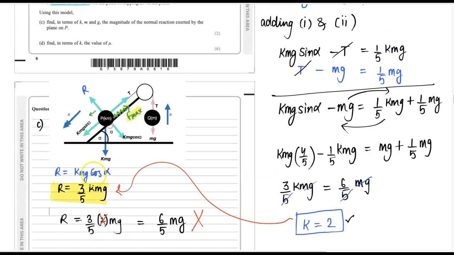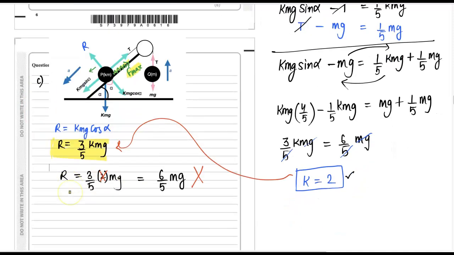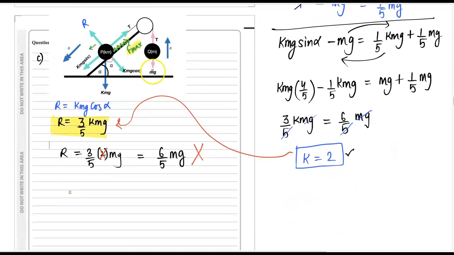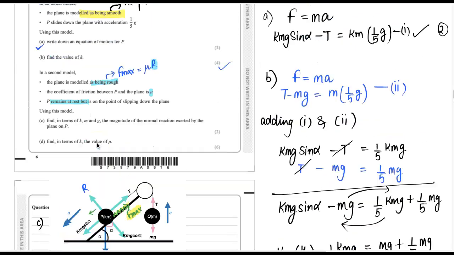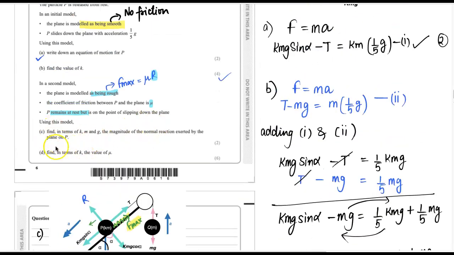Okay, so C part gives us R equals 3/5 of mg. So I'll be removing what the mistake part was, and it was important to show you, that's why I've done that. So yeah, C part is done, and now what we need to find in terms of K is the value of mu. Common sense says that if it is saying in terms of K the value of mu, that means for K we can't substitute 2 there, right?